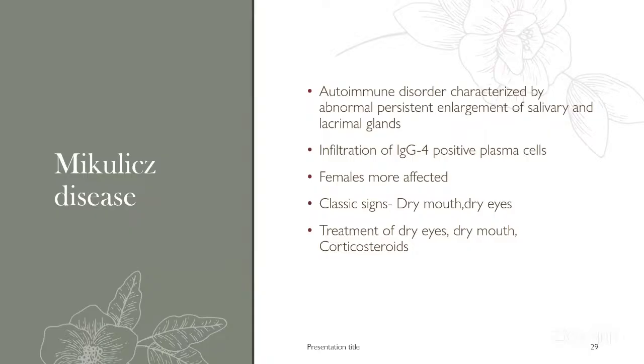Moving on to the next condition, that's Mikulicz disease, which is also an autoimmune disorder characterized by persistent enlargement of the salivary and lacrimal glands. And here there is infiltration of IgG4 positive plasma cells. Females are more affected. Classic signs are dry mouth and dry eye, similar to that of Sjogren syndrome. And treatment is symptomatic treatment and corticosteroids.